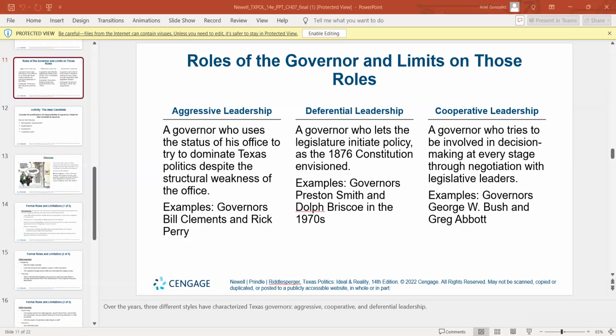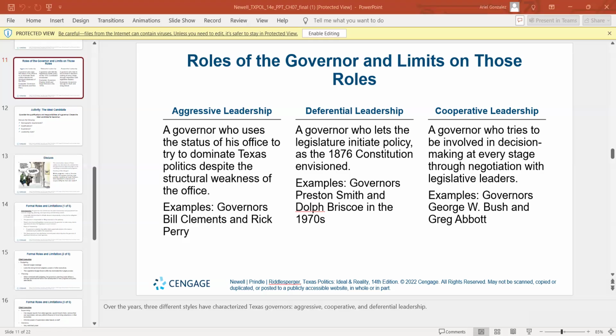And then cooperative leadership is a little bit of a mix of both. A governor who tries to be involved in decision making at every stage through negotiation with legislative leaders. So examples would be former Governor George W. Bush and current Governor Greg Abbott. So this is a little bit of a mix of these two, where governors are intricately involved, but ultimately, of course, the legislature has to buy into what the governor is wanting for them to do, right?